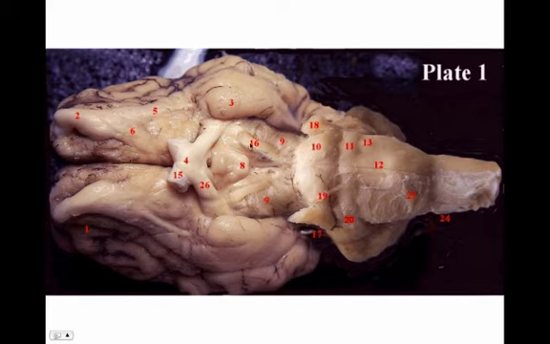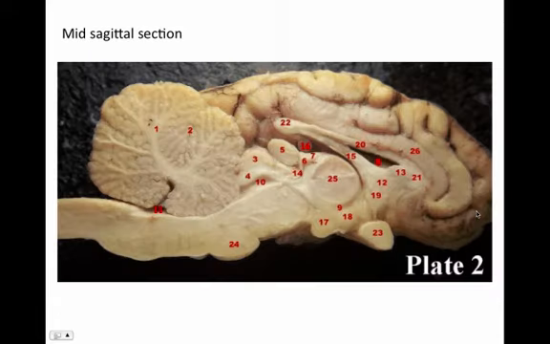Let's do one more. Name this nerve: oculomotor. And now let's move on to our next view. Now we're looking at a mid-sagittal view.